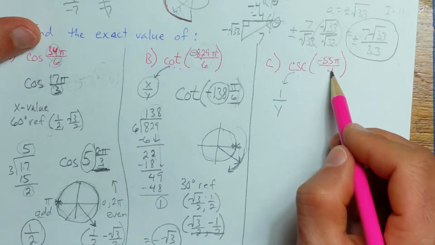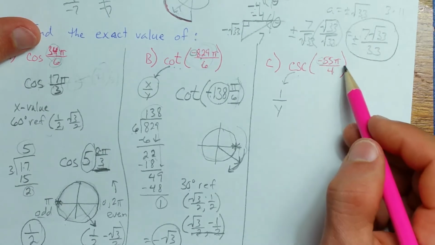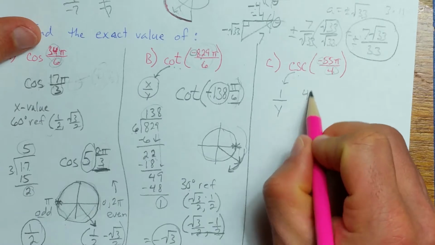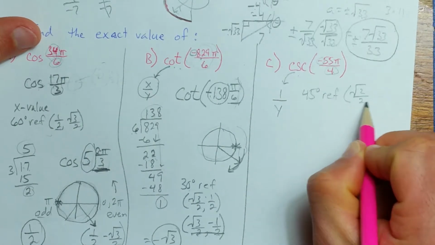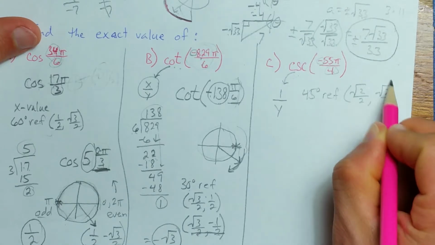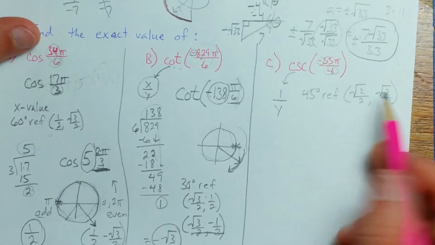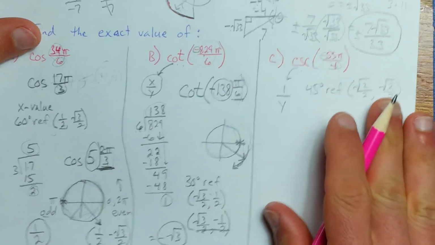55 over 4, I know that 4 won't go into 55 evenly, so I know that it's a 45-degree reference angle right away. So I know I'm dealing with the square root of 2 over 2 and square root of 2 over 2. So even if I screw up and get the wrong one, I'm going to get the right number. I just have to make sure I'm in the right quadrant.